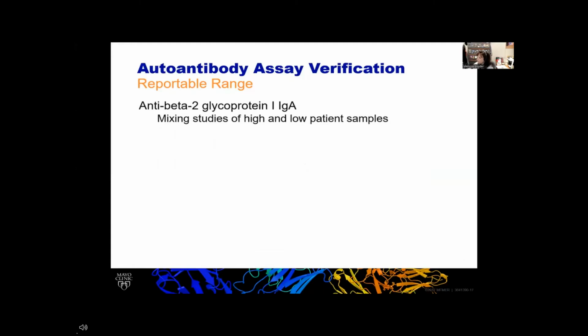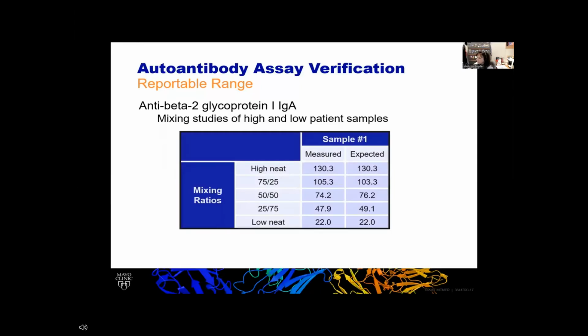Now, we took a different approach with beta-2 glycoprotein 1 IgA antibodies. We did a mixing study in this context, and we found a high patient and a low patient sample, and then mixed them in varying ratios. And here's what I'll show you here. Again, I'm only showing you data on one sample here. We took a high sample with a reactivity of about 130 units. We had a low sample with a reactivity of 22 units, and then we combined them in different ratios.